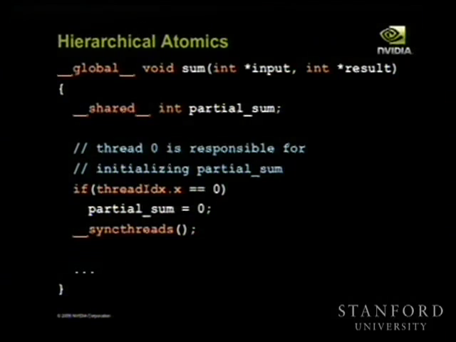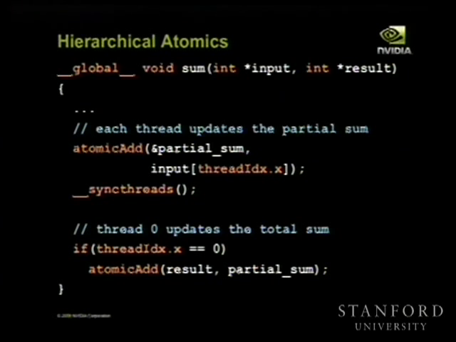And this is what it actually looks like in code. To start off, we declare this shared variable partial sum. The entire block has access to this. We're going to make it thread 0's responsibility to initialize that sum to 0. So what we do is check, am I thread 0? If I am, initialize partial sum to 0. Everyone else in my block has to wait because I've got this sync threads here, this barrier. So after that sync threads, we've initialized the partial sum to 0.